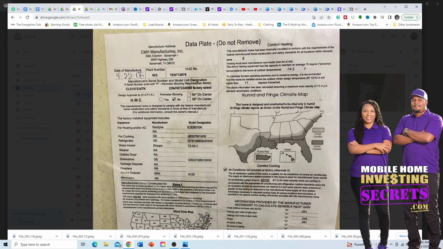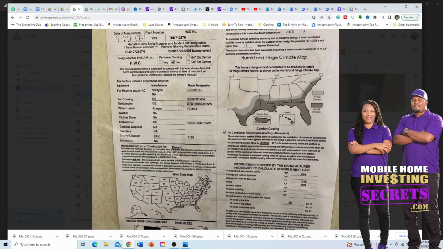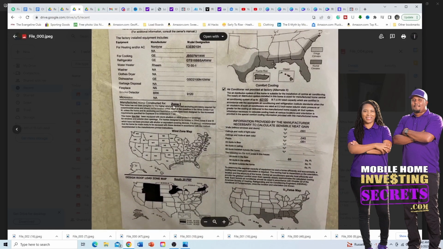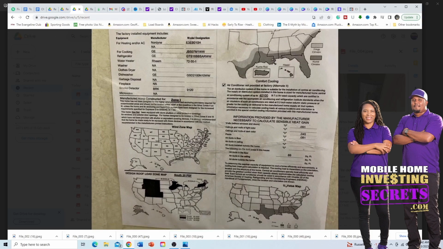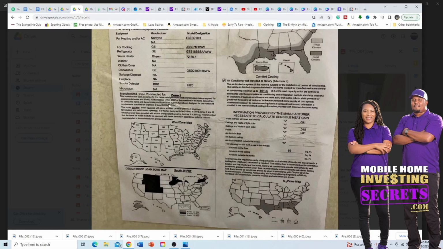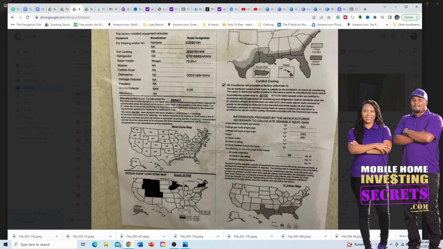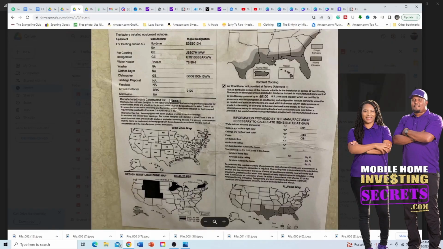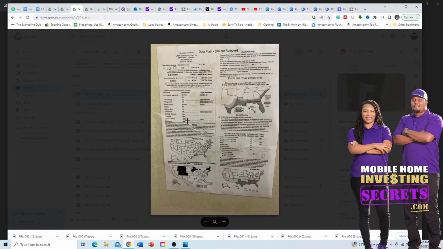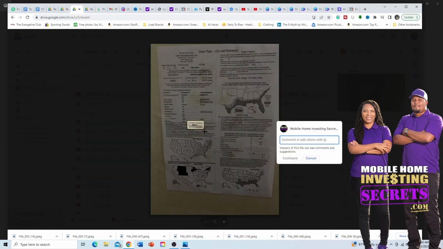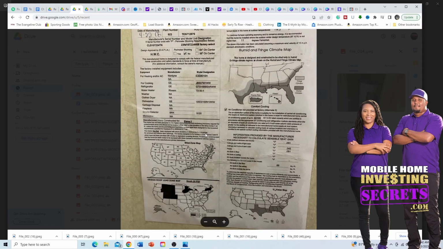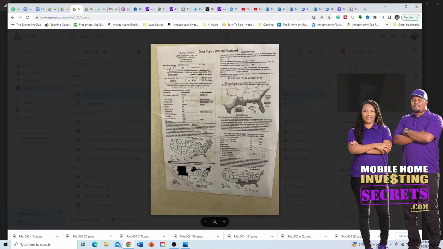Secondly, another important thing is the zone of the mobile home. Because guys, in certain areas, especially if you have to move the home, you're going to have to know the zone, because certain counties and cities don't allow certain zones. You find the zone at the bottom of the data plate right here. This is a zone one. Here we go. Zone one mobile home. So that's what you need to look for.